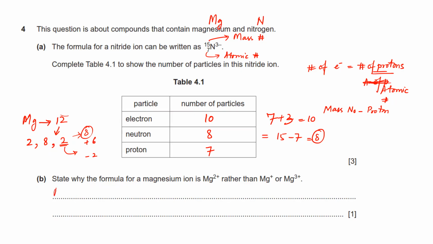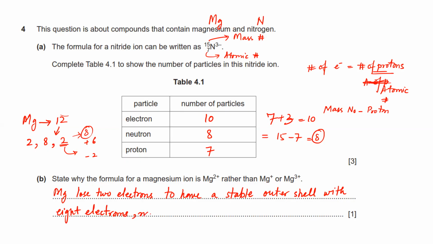So how are we going to write it? We can say magnesium loses 2 electrons to have a stable outer shell with 8 electrons, making the Mg2+ ion a stable one as well. Okay. So if we lose 2 electrons, the magnesium will become Mg2+, and that Mg2+ ion will be stable as well, because the outermost shell of the magnesium will have 8 electrons.